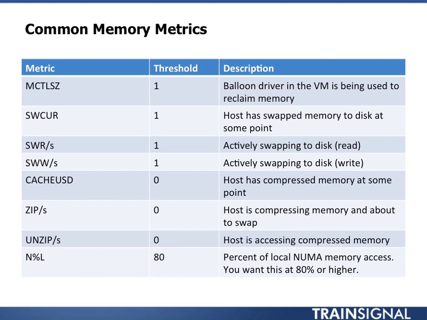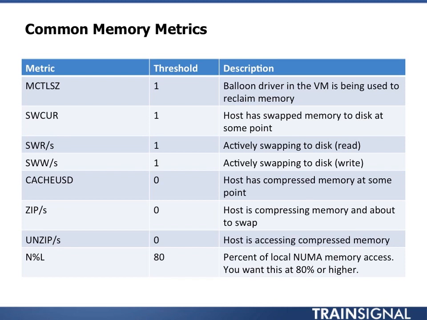Then you have swap read and swap write, which means it's actively swapping to disk, either reading or writing. Again, bad, bad, bad. Cache USD says host has compressed memory at some point. I want to see this at 0. If you remember, we do transparent page sharing, we do ballooning, we do compression of memory, and then we swap. So compression is that last stand before we start swapping to disk. So you really want that to be 0.